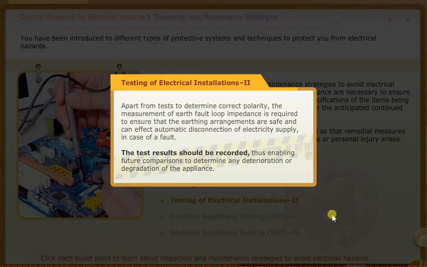Testing of electrical installations 2. Apart from tests to determine correct polarity, the measurement of earth fault loop impedance is required to ensure that the earthing arrangements are safe and can affect automatic disconnection of electricity supply in case of a fault. The test results should be recorded, thus enabling future comparisons to determine any deterioration or degradation of the appliance.